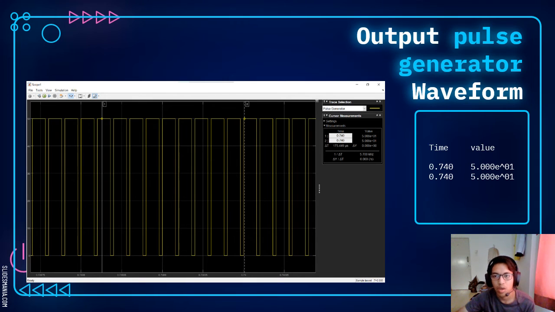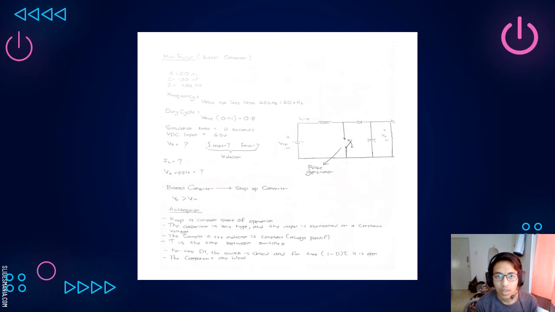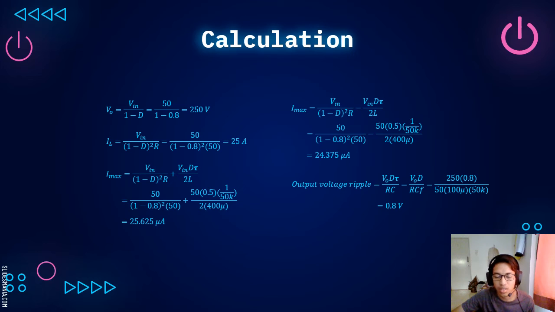This is also our output pulse generator waveform. This is the detail of the calculation, the equation derivation for the above, and there is also an assumption for the simulation part. This is the calculation that we get from the formula that we used, and this is the result of our calculation.